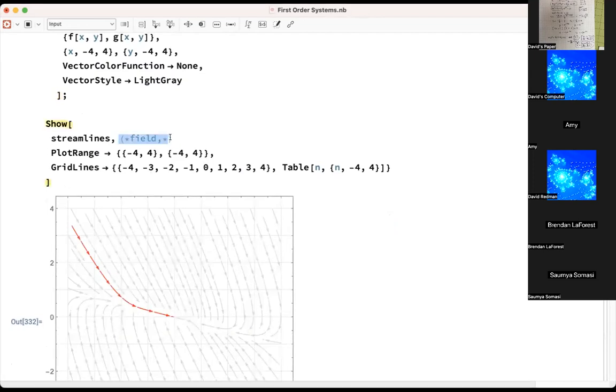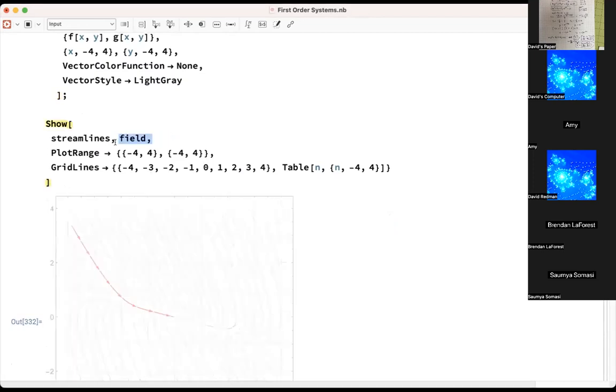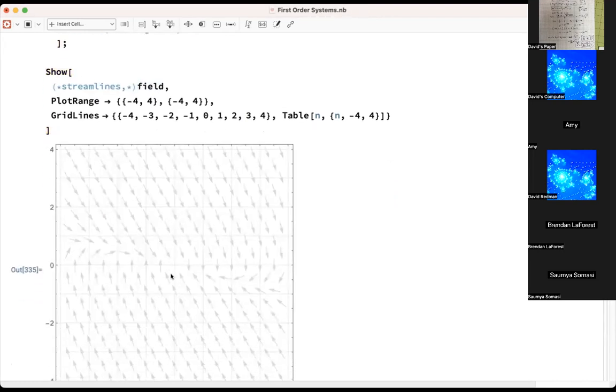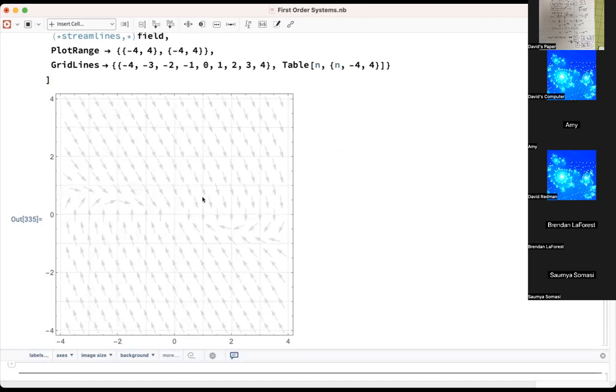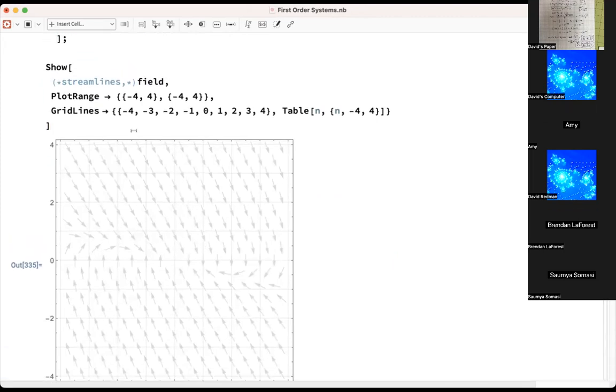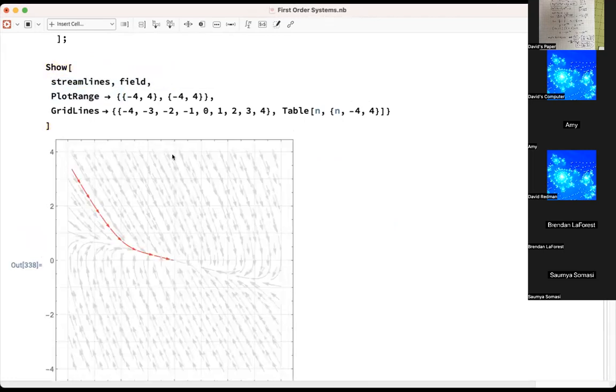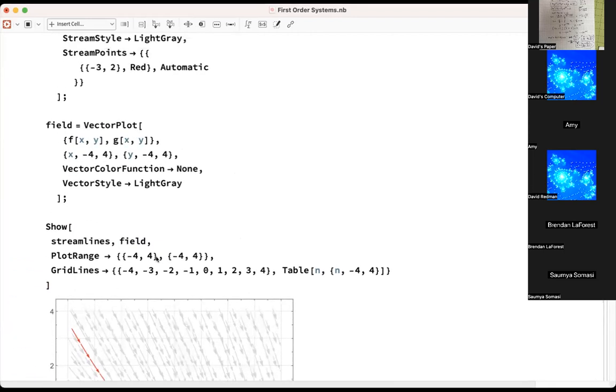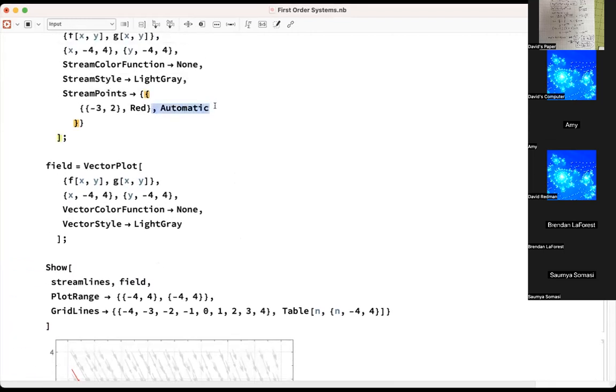Now let's uncomment the field, but let me comment the streamlines. Okay, now I get this field. It's not so distracting with the color. In fact, I can put that field and the streamlines together. But now it's too distracting because I got the streamlines and the field. What if I cut out the gray streamlines and just use that red solution on the gray field? That would look nice. Let me comment out the Automatic.